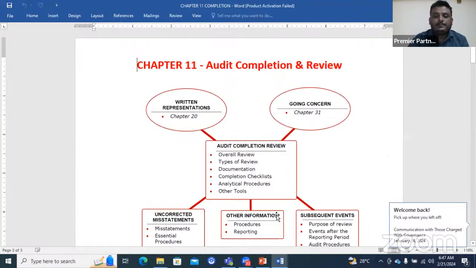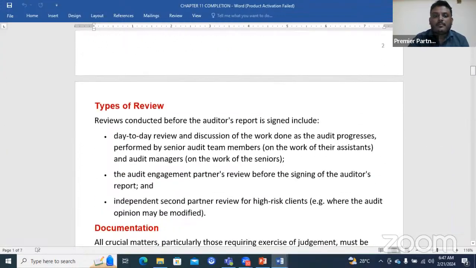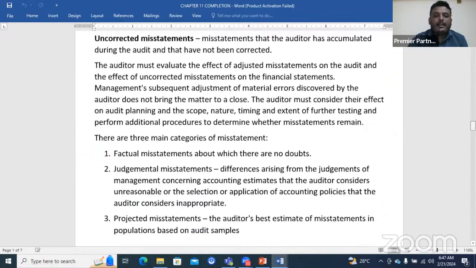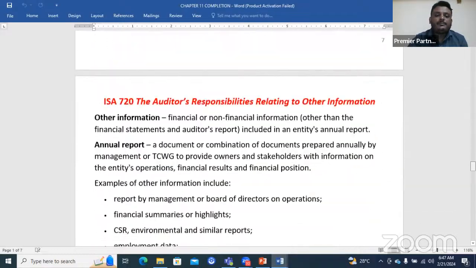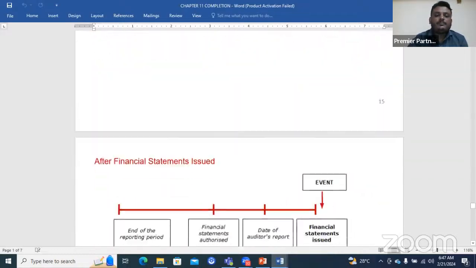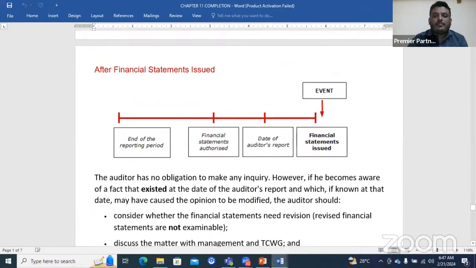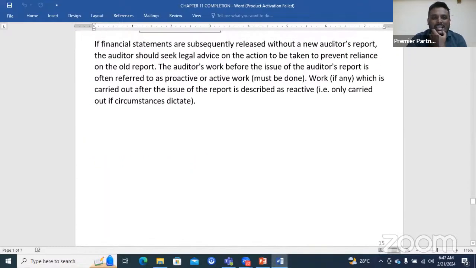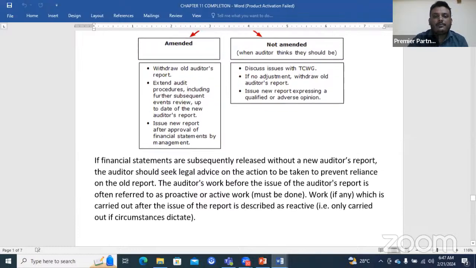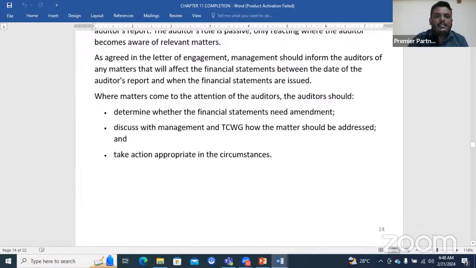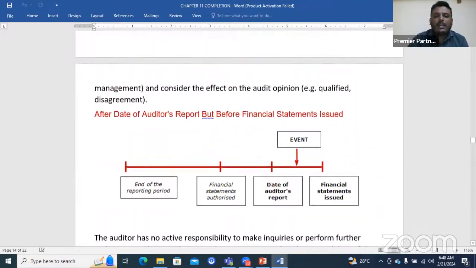Let's take completion. See here, under completion, adjusting event and non-adjusting event. Adjusting event and non-adjusting event, IAS 10 events after reporting period. There are two types of events.